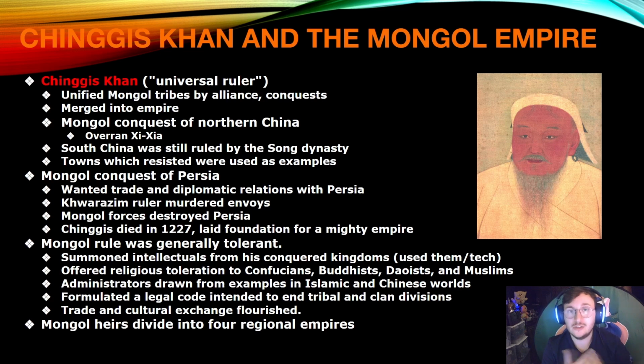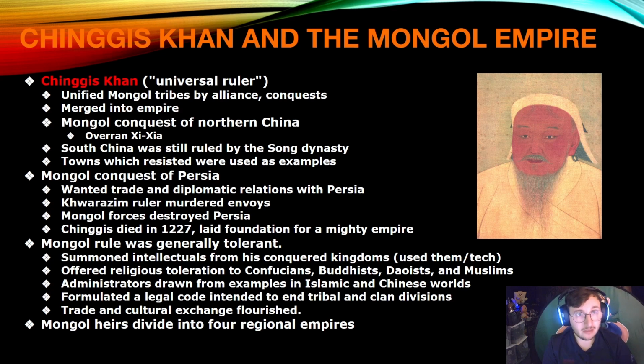So Chinggis Khan, also known as Genghis Khan, is known as the universal leader. He's the one who's going to unite the Mongol tribes by alliance and conquest, and he's going to merge them into an empire. The Mongols are really going to spread all over Eurasia, but they really start with a conquest of northern China, where they overthrow a less influential dynasty, the Xixia. The Mongols conquered the northern part of China. The Song dynasty that we talked about previously in this unit will still control most of central and southern China.